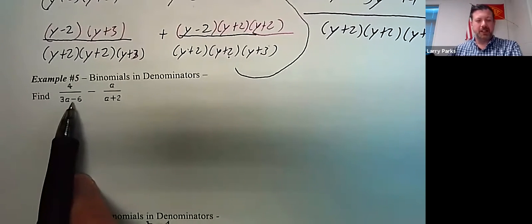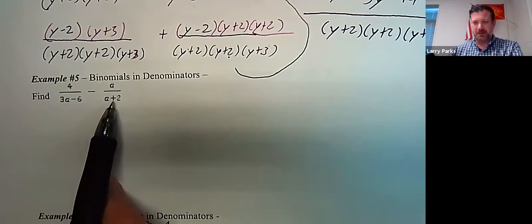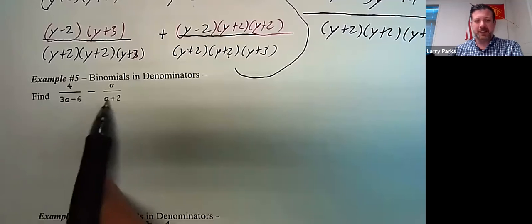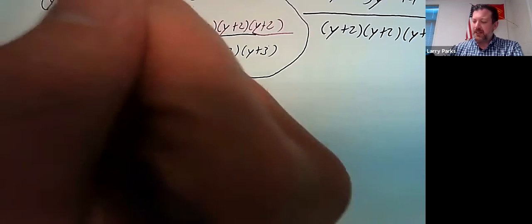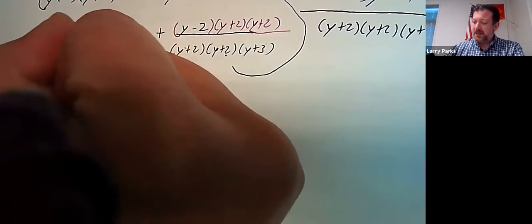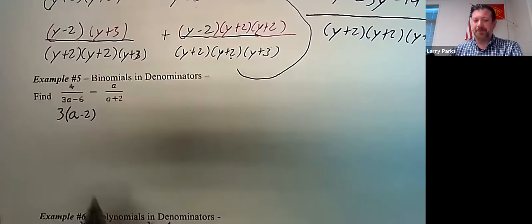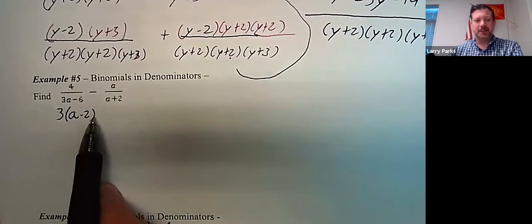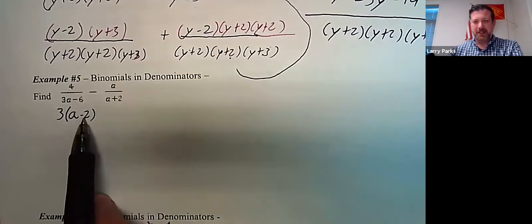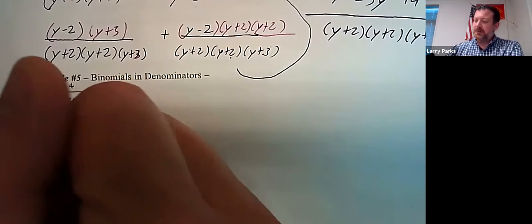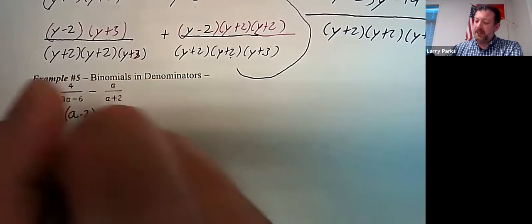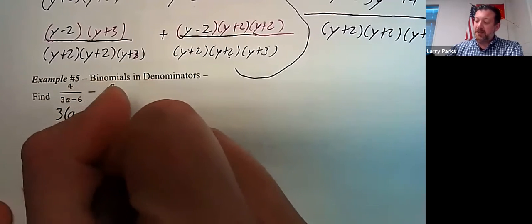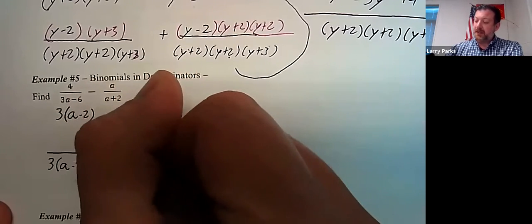Here, I have 3a minus 6, I have a plus 2. Okay, it may be tempting at first glance to say nothing in common, but this one has a GCF of 3, which changes that to an a minus 2. So really, there still is nothing in common. So the LCM is going to be 3, a minus 2, and a plus 2. So I'm going to set up my fraction with 3, a minus 2, and a plus 2 on both.